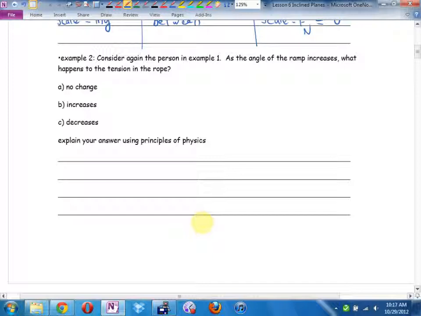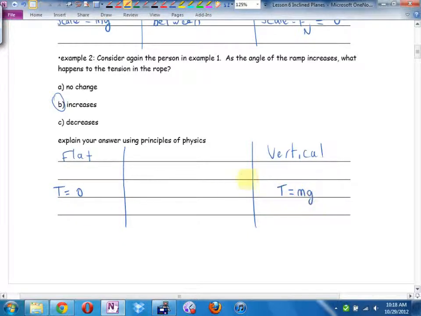Oh, okay. Who says A? Who says B? Who says C? Convince me. I think you can apply a similar argument here. On the ground, there's no tension. In fact, the rope would be slack. And when you're dangling in the air, tension trickles in. I think we can answer almost the same way, except here we would say tension equals 0. Here we would say tension equals mg in the middle. Therefore, it increases.